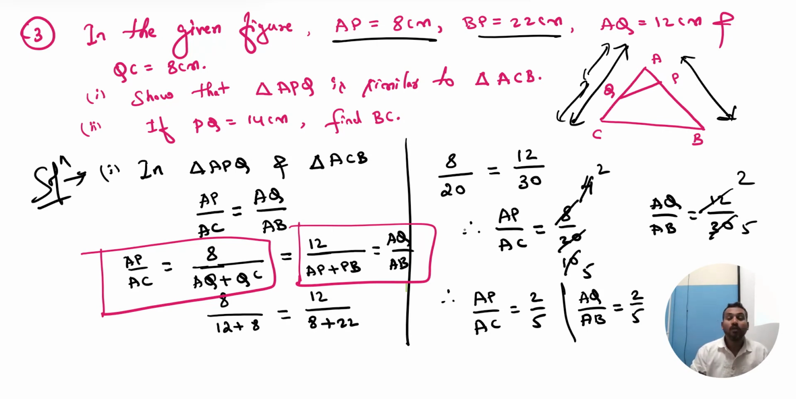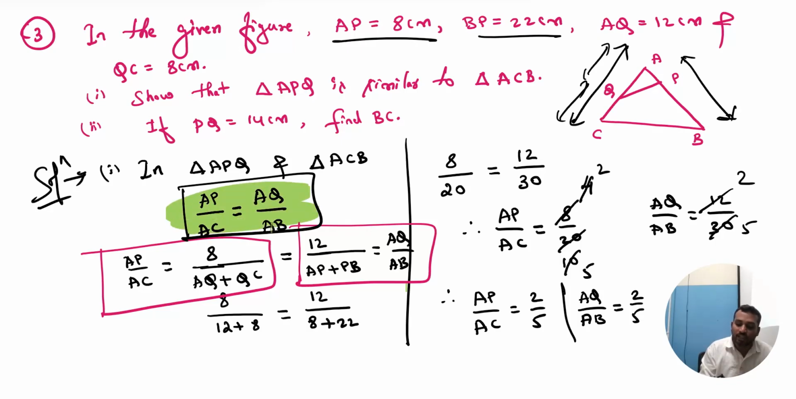Clear? From this, what can we say? Both the values are equal. This is what I actually considered first. Can you see this? First I told you AP by AC equals AQ by AB. How did we get to know this?